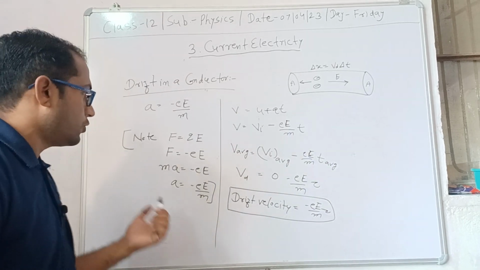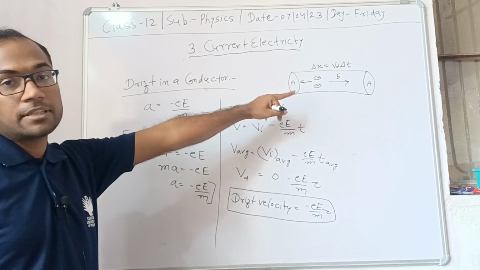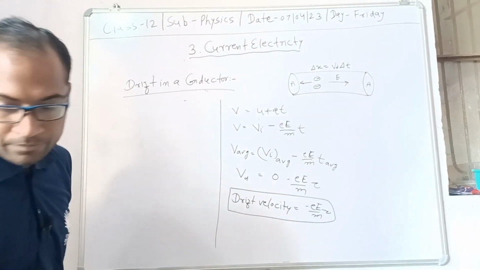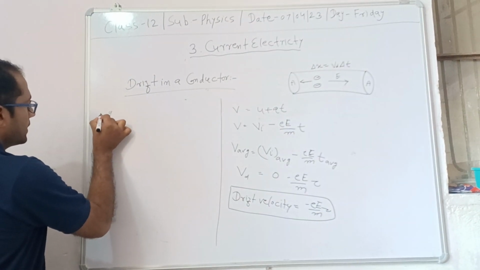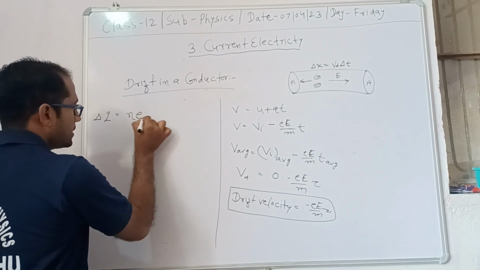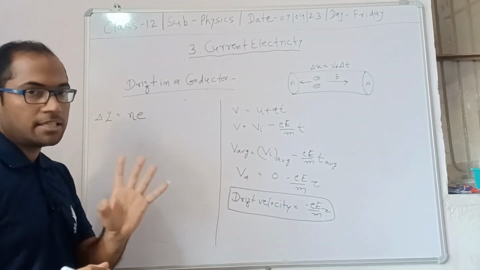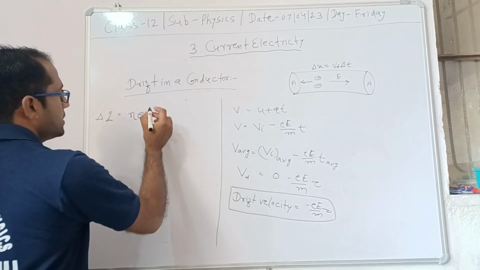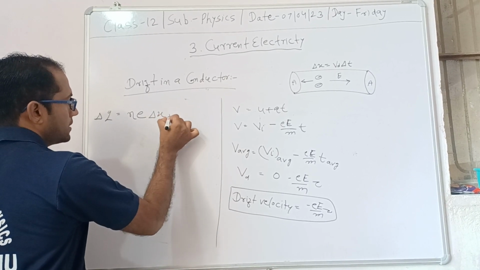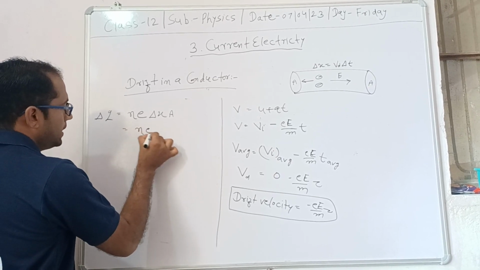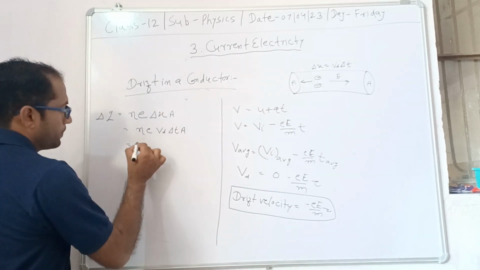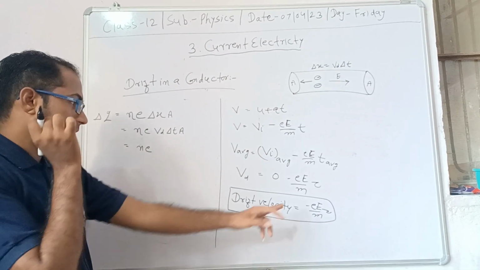If we use this formula in another form, what total charge is flowing in this conductor? To find the total charge delta q in this conductor, we suppose there are n electrons, and e is the charge on each electron, and the volume of this complete section is delta x into A. We know that delta x is v_d delta t. We put the value of the drift velocity here, and we take the modulus of e, not the negative sign.